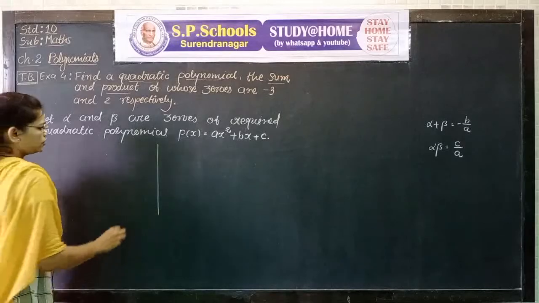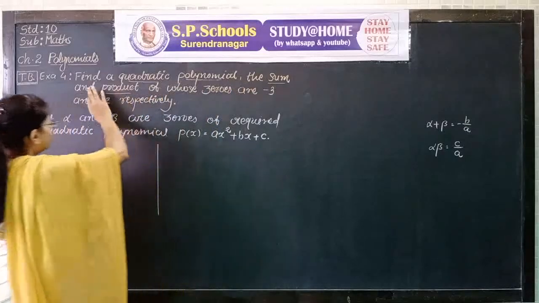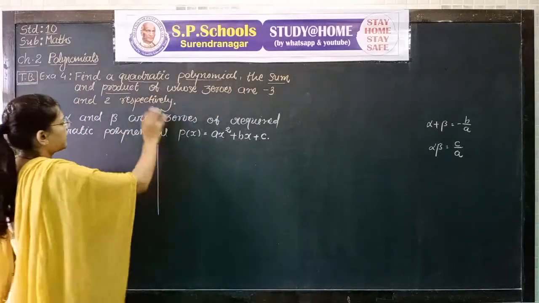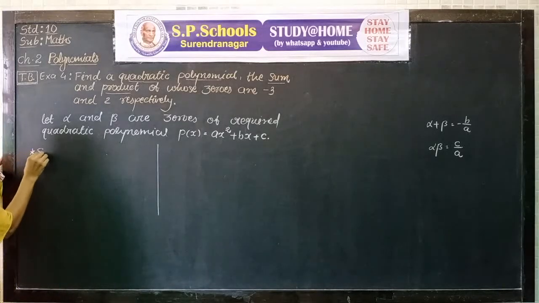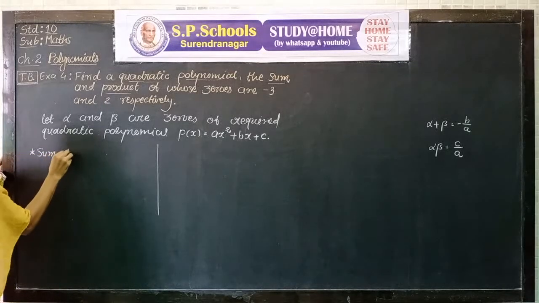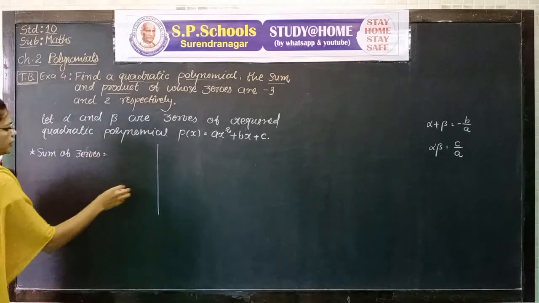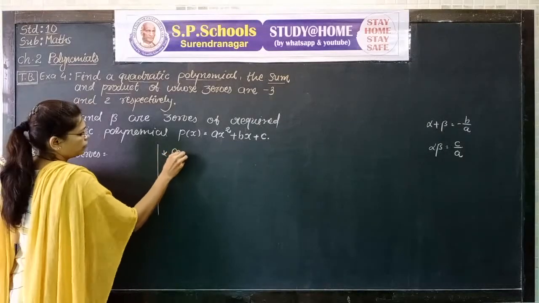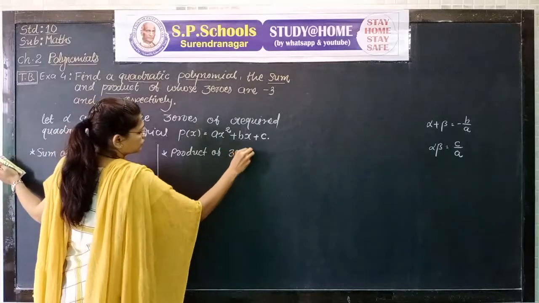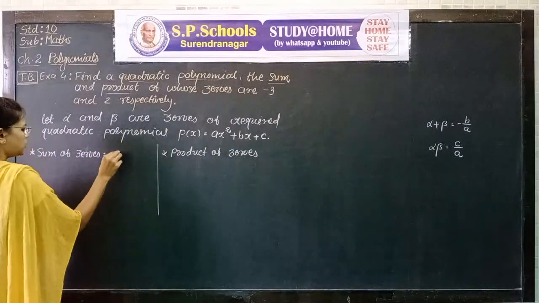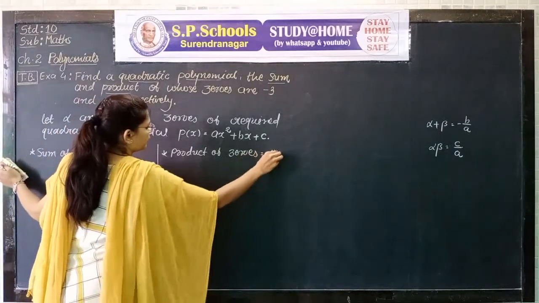Draw a line between the page. On the left hand side we write the sum of zeros, and on the right hand side we write the product of zeros. Sum of zeros is equal to alpha plus beta, and product of zeros is equal to alpha into beta.